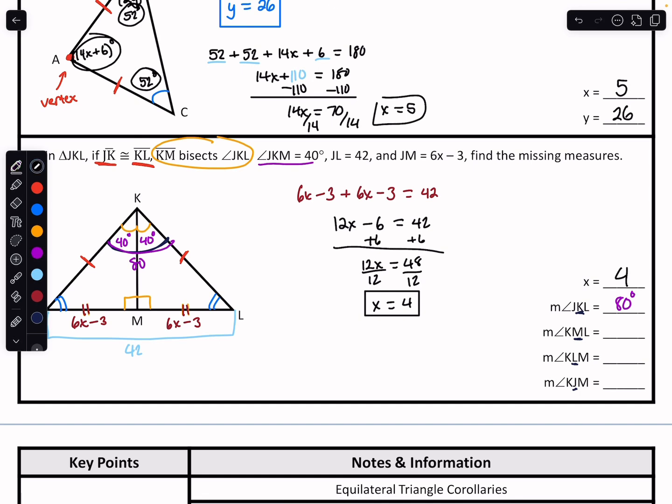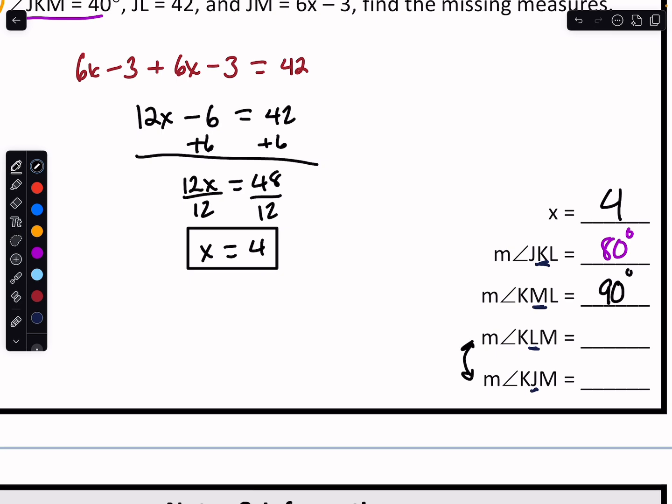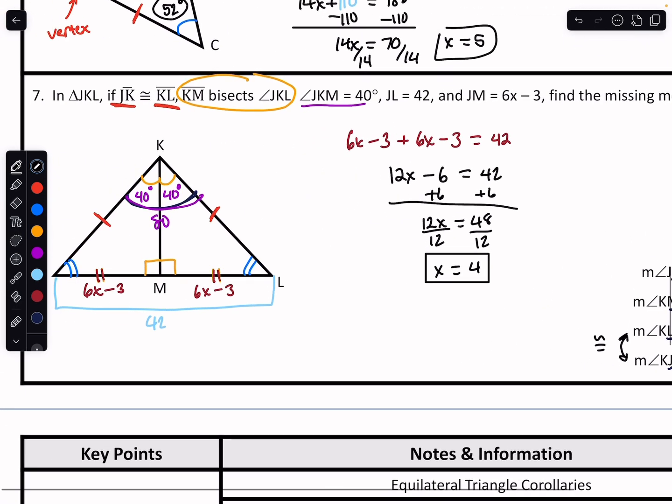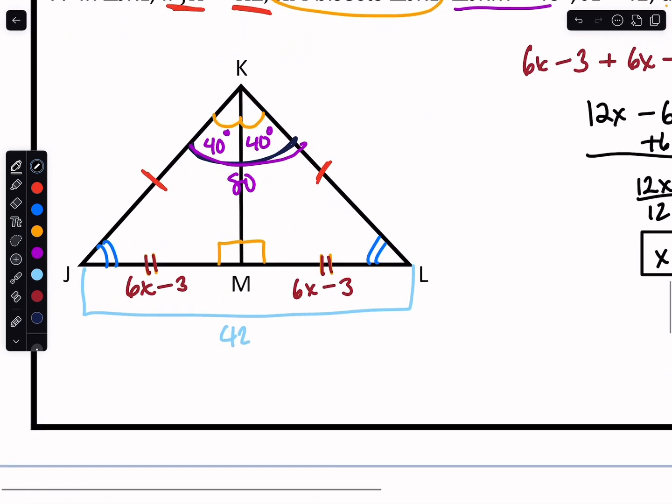M is the middle letter for the second one, but notice that both angles at M are right angles. So KML is a 90-degree angle. KLM, L's in the middle, so go to the right side. KJM, J in the middle, J's on the left side. Those are your base angles, so these are just going to end up being congruent to each other. So whatever one is, we know the other one's going to be the same.